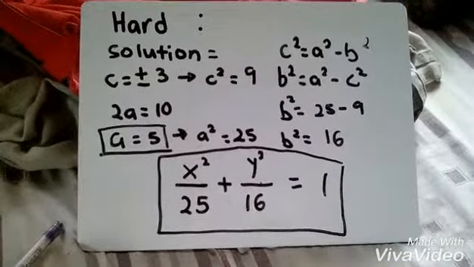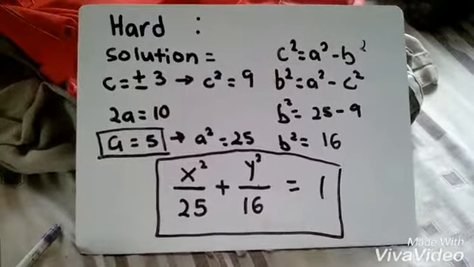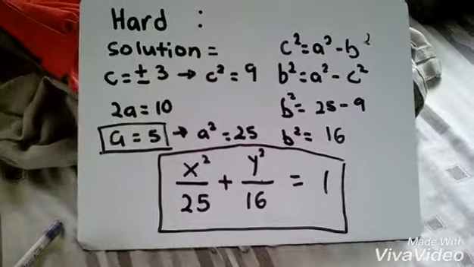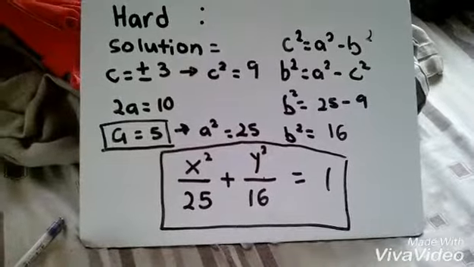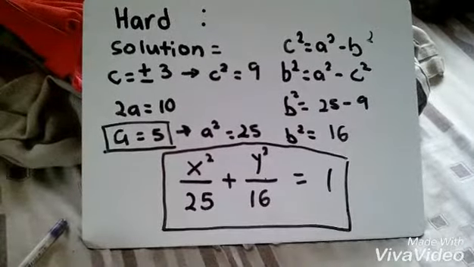To get the vertices, the formula is c squared equals a squared minus b squared. So b squared equals a squared minus c squared. It will be b squared equals 25 minus 9, and the answer is 16. The answer to the problem is x squared over 25 plus y squared over 16 equals 1.